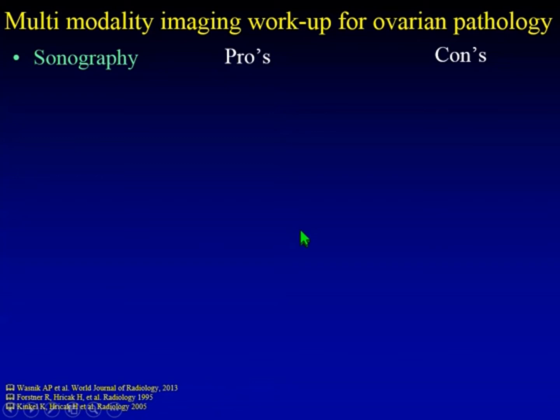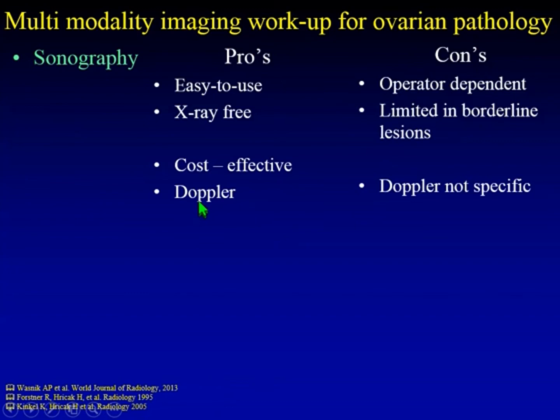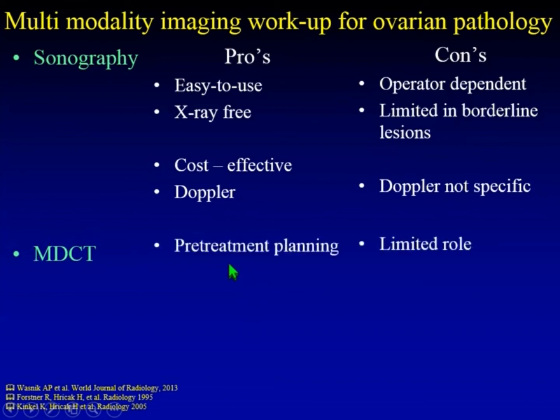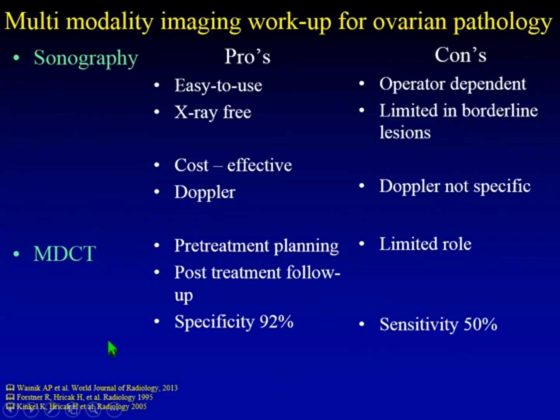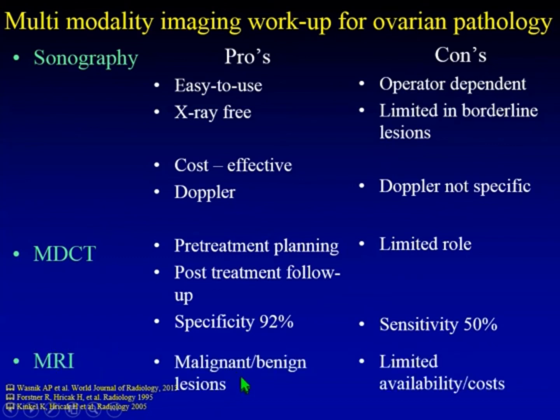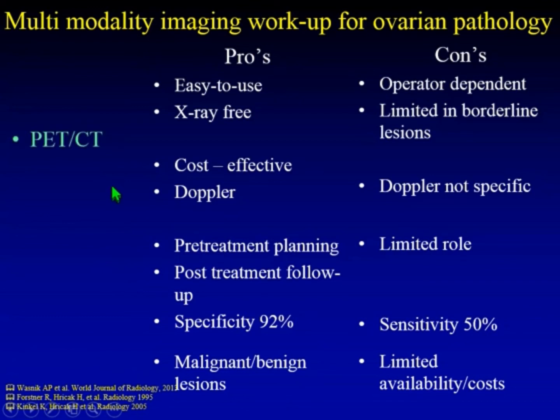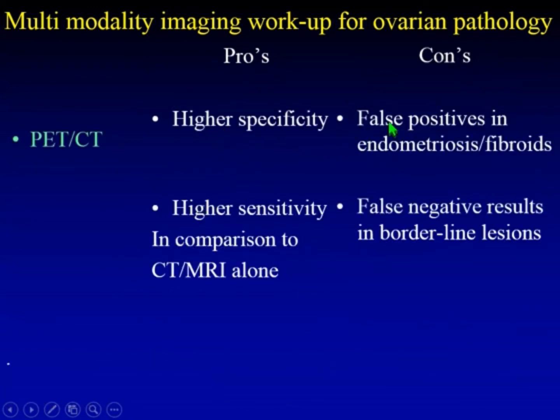What about the multimodality imaging workup for ovarian pathology? To sum up, sonography has pros and cons, but we have to remember that if we may use Doppler, Doppler is not specific. What about CT? Very important in pre-treatment planning, but it is an imaging of low sensitivity. If we use MR, it's the first imaging to distinguish malignant from benign lesions. And last but not least, PET-CT, with advantages and disadvantages.